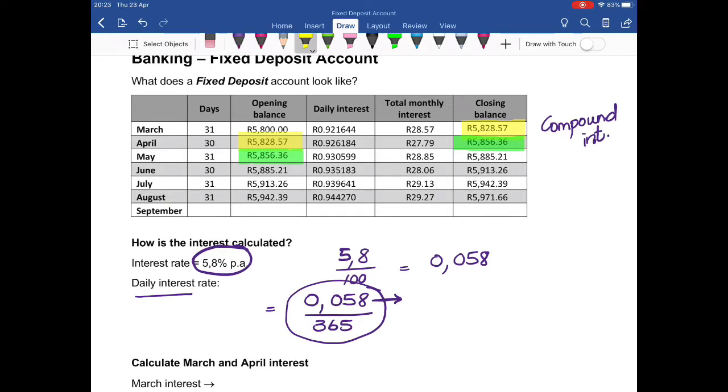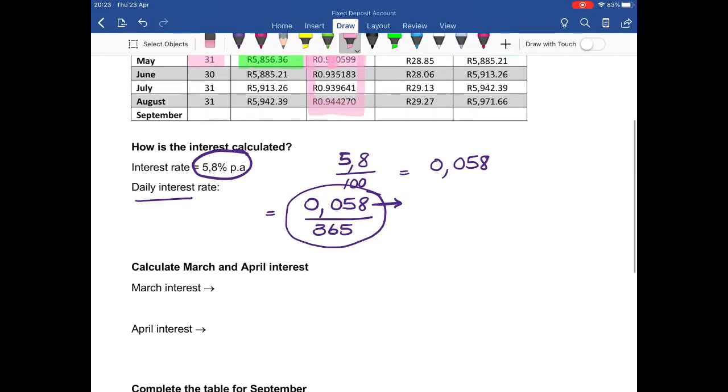And you will see that the daily interest values for the month change. Even if we look at the months that have 31 days, this also has 31 days, but you can see this interest rate is different from that. Okay, why is that going to happen? Well, let's take a look. So if this is our interest rate, let's work out the March interest.